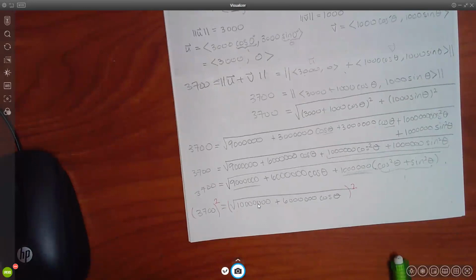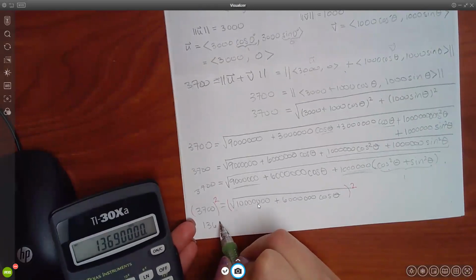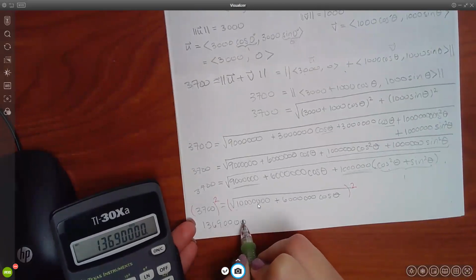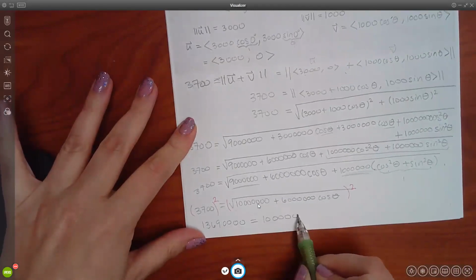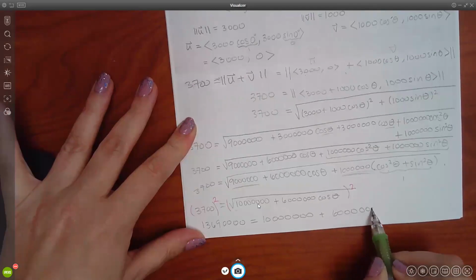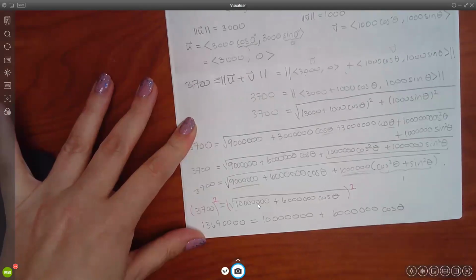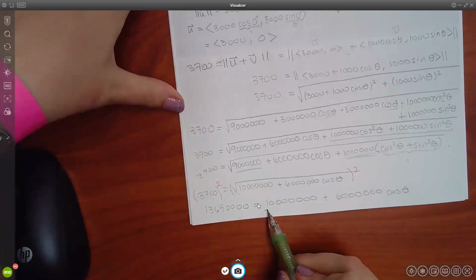Okay, I don't know what that number is though. When I square, it's gonna be some huge, ugly, weird thing. I get 1, 3, 6, 9, 1, 2, 3, 4. And then my 10 million, and then my 6 million cosine theta. But now the right-hand side doesn't have the little house on it anymore, right? So now I can minus my 10 million.